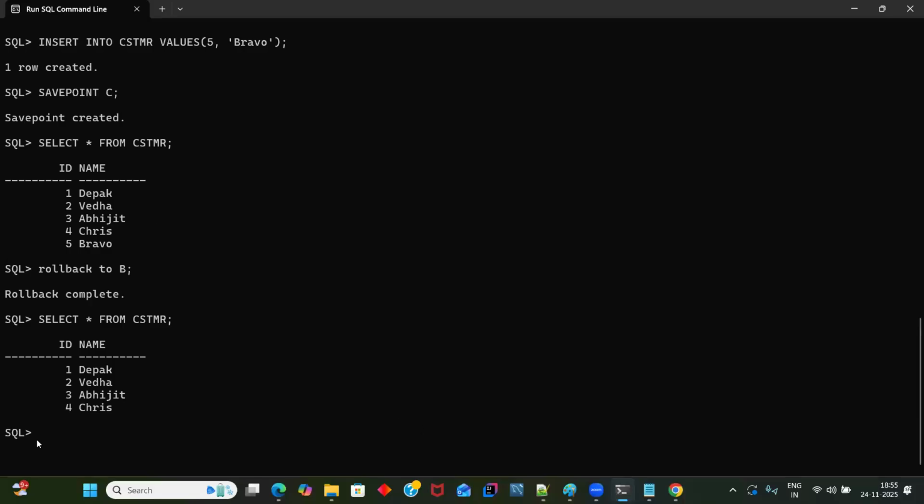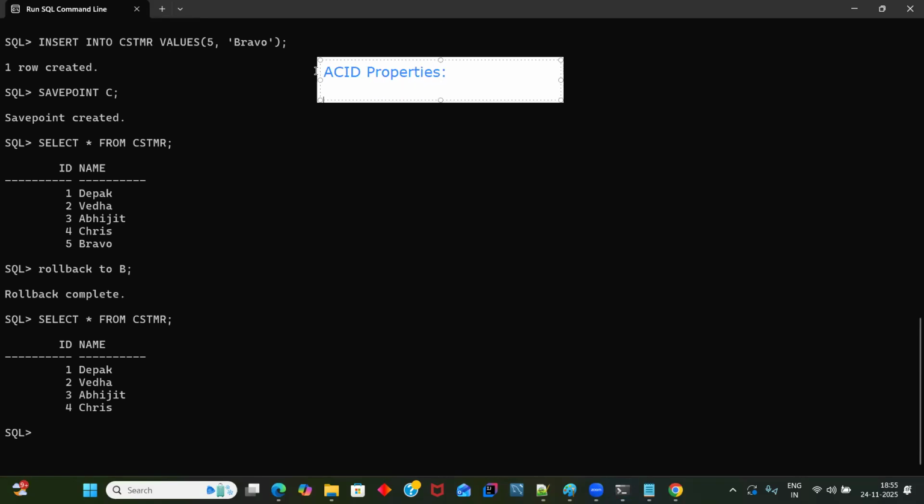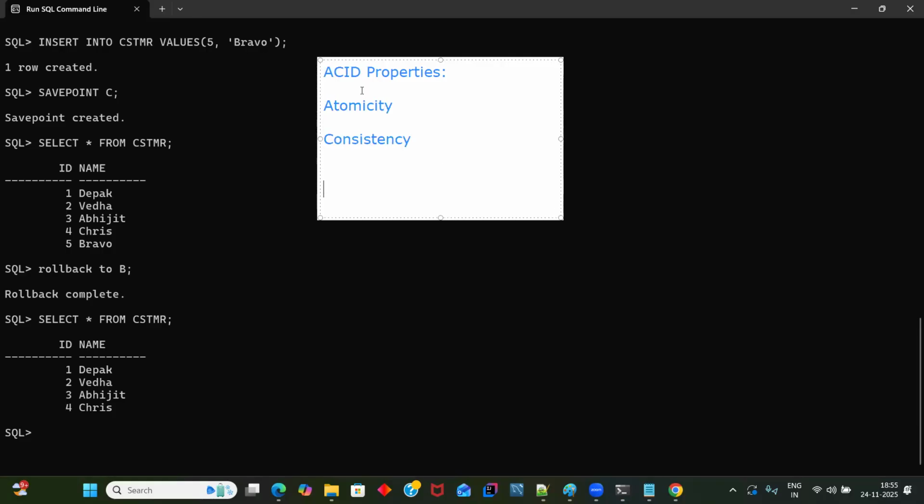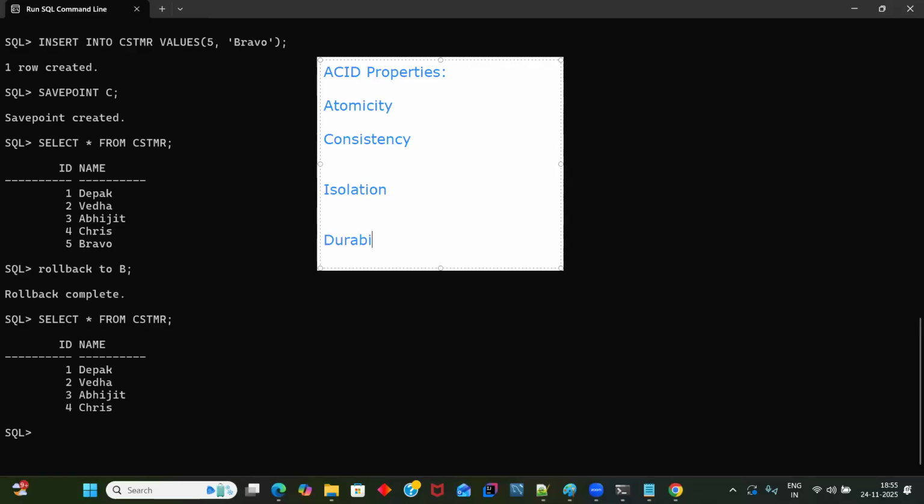Now it's time to understand what the ACID properties are. If you keep mentioning in your resume that you're good at SQL, definitely a common question asked is: what are ACID properties? Actually, the ACID abbreviation is A for atomicity, C for consistency, I for isolation, and D for durability. I'll explain all of this now.